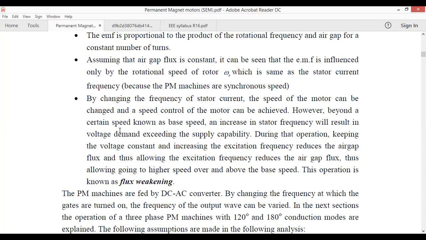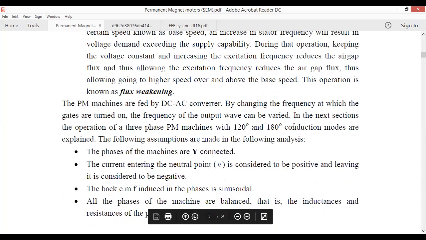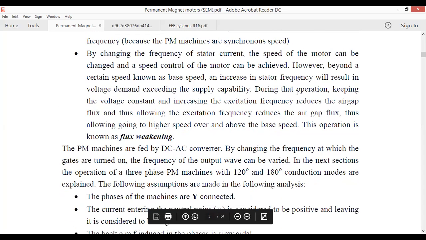However, beyond a certain speed known as the base speed, an increase in the stator frequency will result in the voltage demand exceeding the supply capability. Here, these come under the category of speed control. During that operation, keeping the voltage constant and increasing the excitation frequency reduces the air gap flux, thus allowing operation at higher speed over and above the base speed. This operation is known as the flux weakening method.